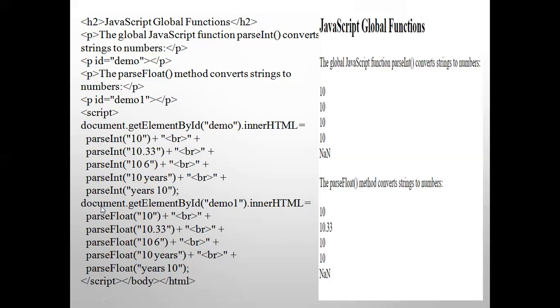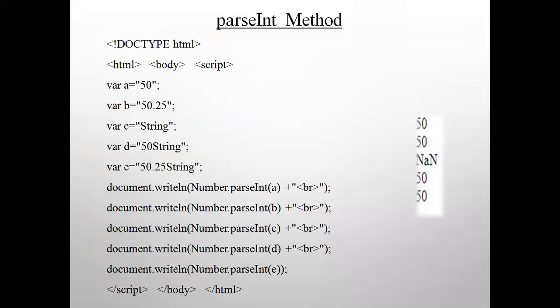So here I've used the document.getElementById method and the dot innerHTML property and this ID. In the earlier program, it was just showing you the way how to write it and how it will show you the output. So this was about the JavaScript Number object and its various methods with the examples. That's all for today. Thank you.